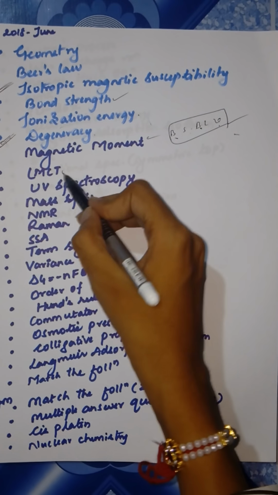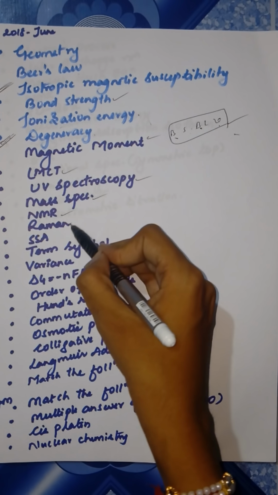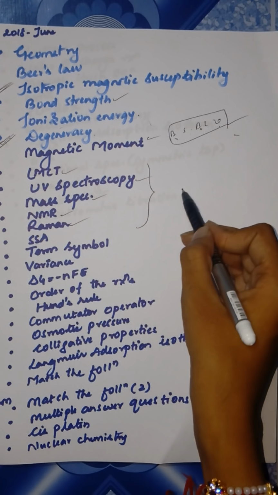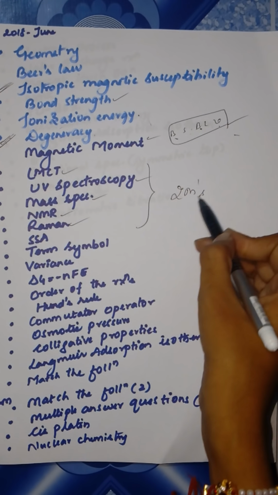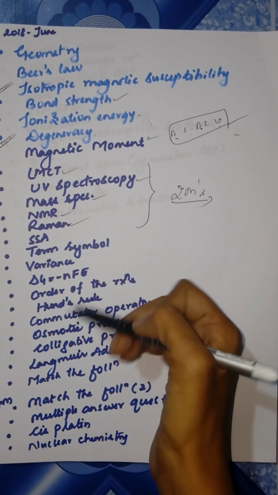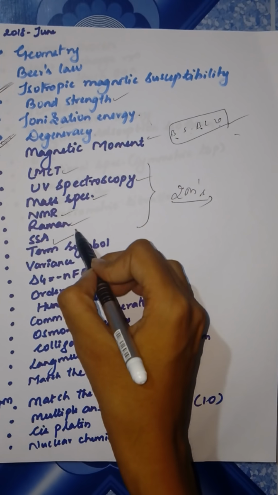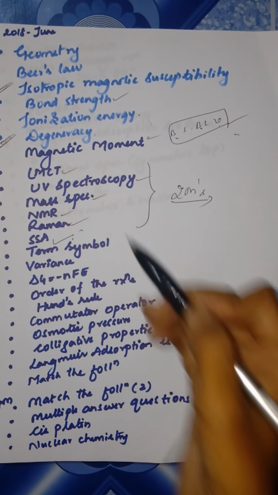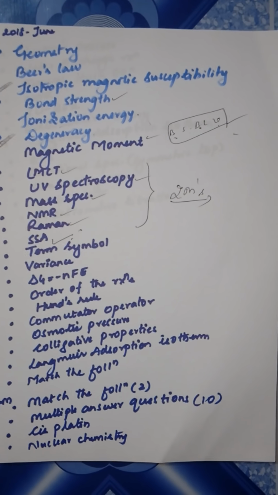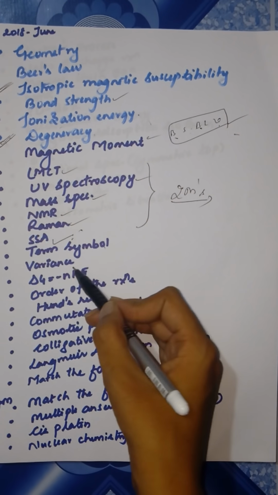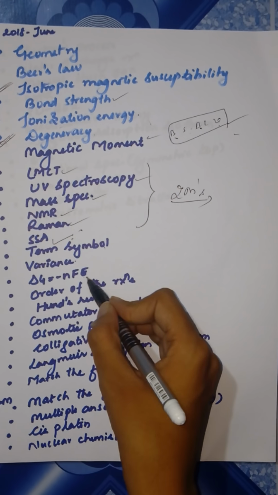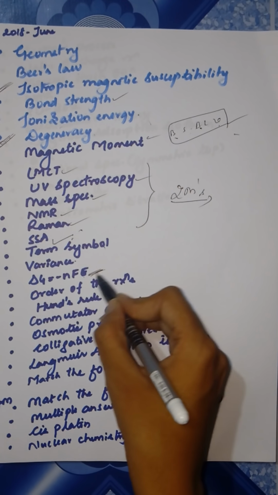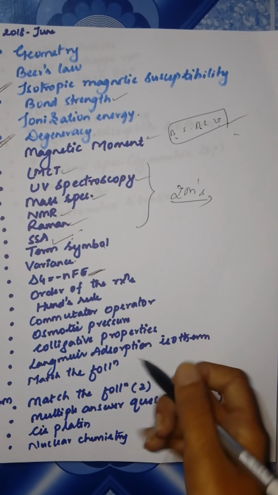Again, magnetic moment, LMCT, UV spectroscopy, mass spec, NMR, Raman. Interestingly, all these have come for 2 marks this time in the 2018 June. Okay, not in the 4 markers. Then steady state approximation, previously it appeared and again now. Then term symbols, variance, delta G minus nFE formula. Previously I have already discussed, so I won't stress on this.